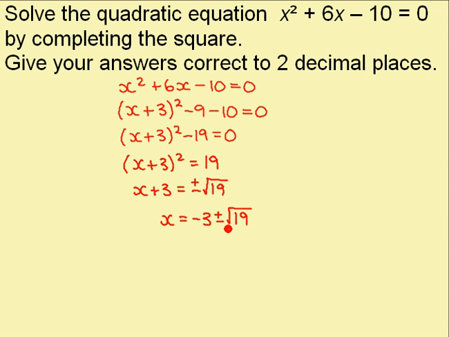I can now use my calculator to get the two answers. To get the first answer, I type in minus 3 plus root 19, and to 2 decimal places I get 1.36. And for the second answer, I type in minus 3 minus root 19, and I get minus 7.36 to 2 decimal places. These are my two final answers.